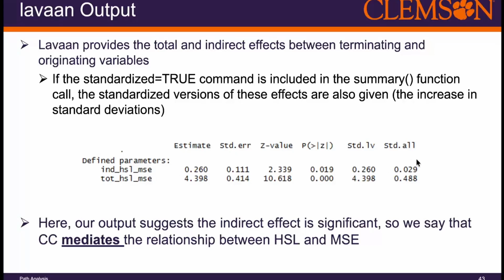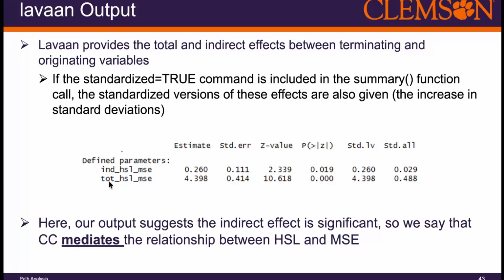How we'd interpret these would be the same as we interpret each of the other terms. The indirect effect is how much math self-efficacy increases indirectly. For every 1 unit increase in high school math, math self-efficacy indirectly increases by 0.26 units. The standardized version of that would be in standard deviations. For every 1 standard deviation of high school math we increase, the math self-efficacy indirectly increases by 0.029 standard deviations, excuse me. Not a big effect.